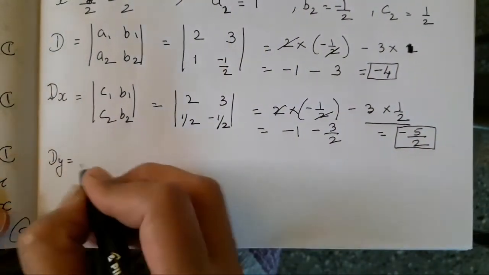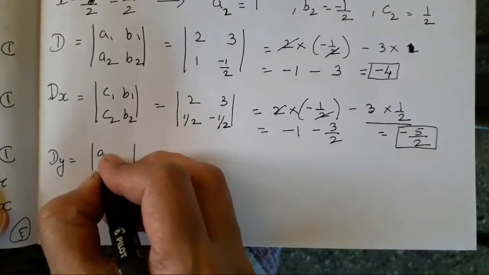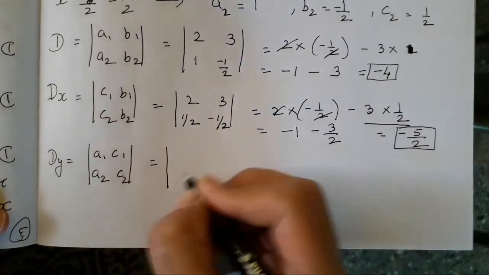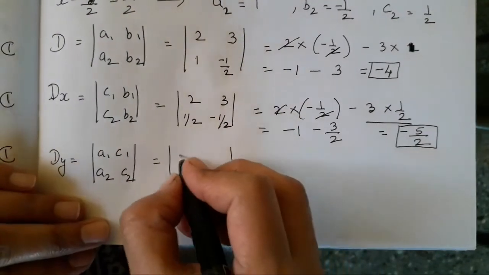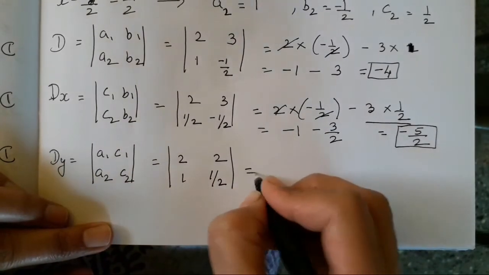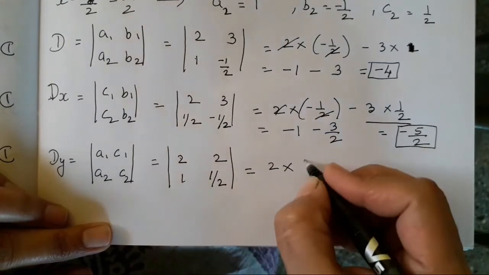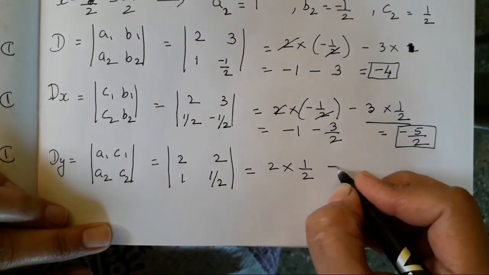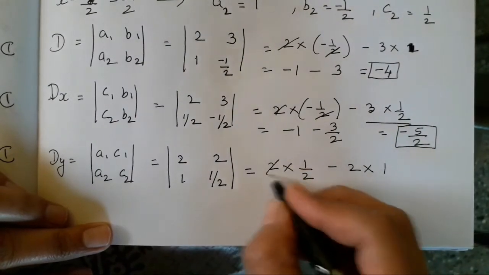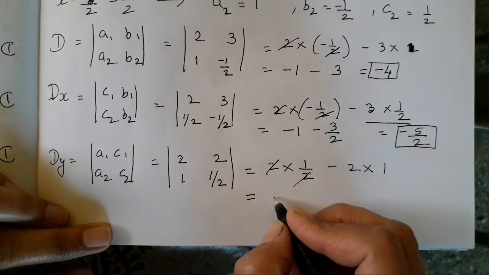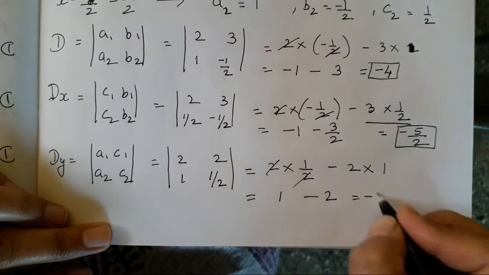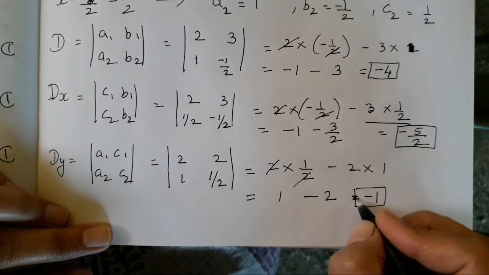Now for dy, a1, c1, a2, c2: 2, 2, 1, 1 upon 2. Okay, so 2 into 1 upon 2 minus 2 into 1. So this 2 and this 2 are going to get reduced. The answer is going to be only 1, minus 2 ones are 2. The answer is going to be minus 1. So you have got your answers, children.